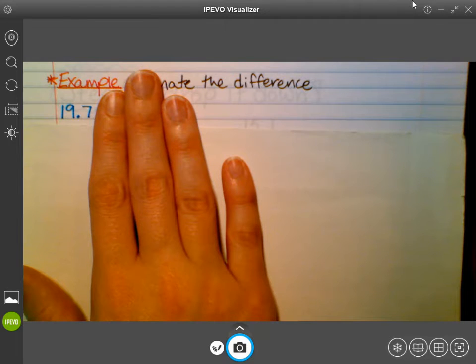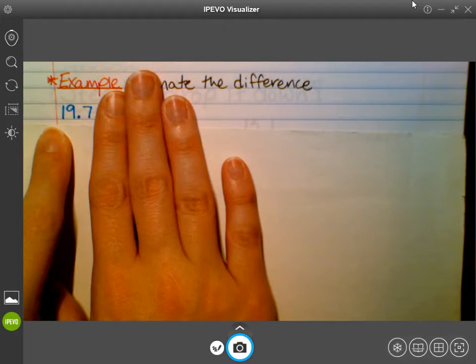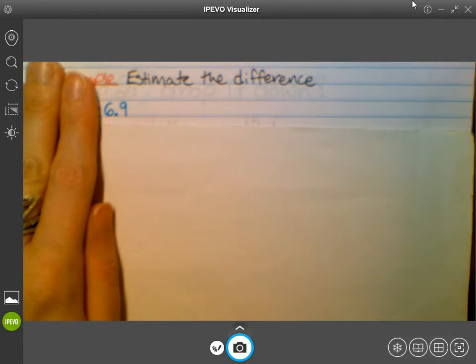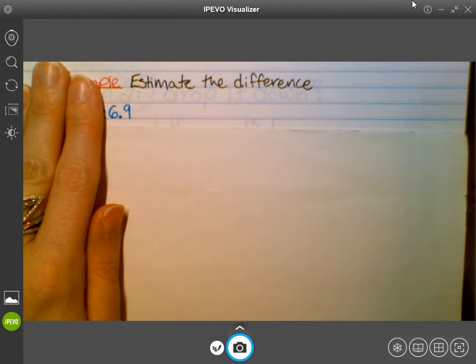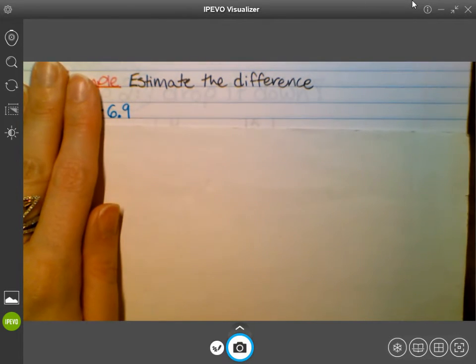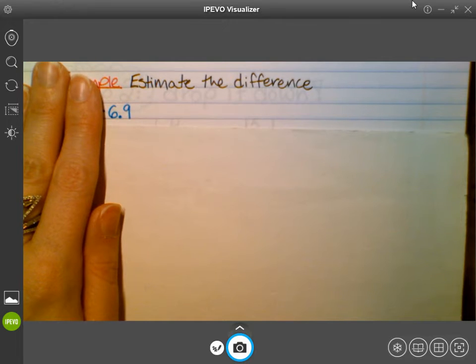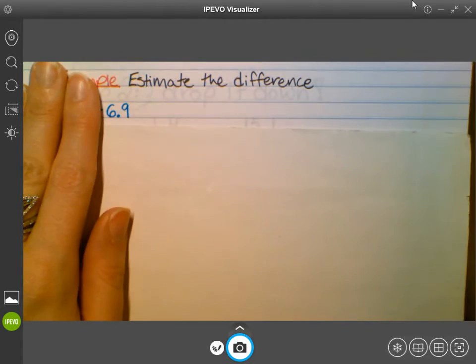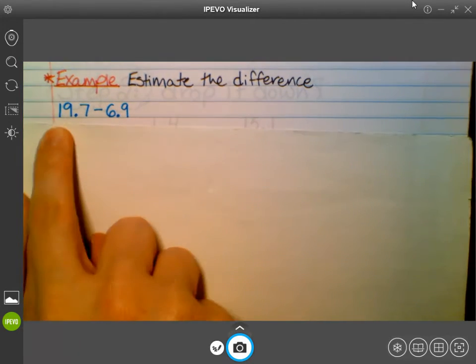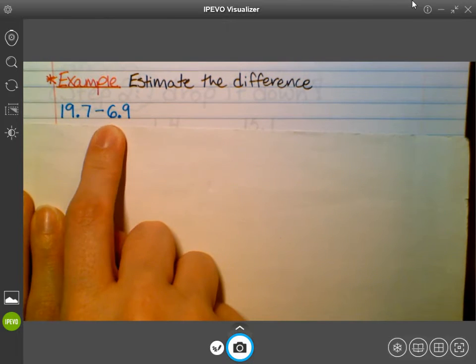All right, on the count of 3, I want you to say the place, not the digit in the place, but the place that's the largest. 1, 2, 3. The tens place, exactly. That's the largest place in this number. How about in our second number? Raise your hand when you know. On the count of three, let's say that place. 1, 2, 3. Ones. So, in our first number, it's the tens place. In our second number, it's the ones place.